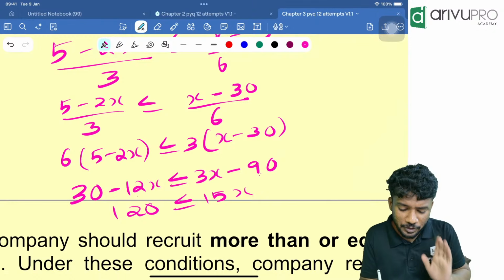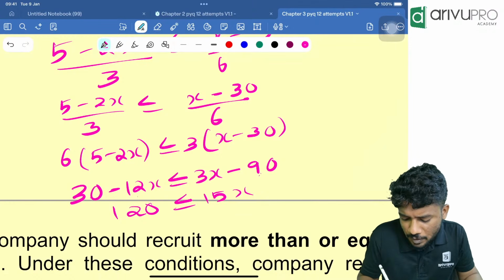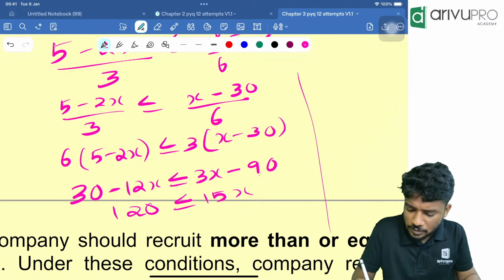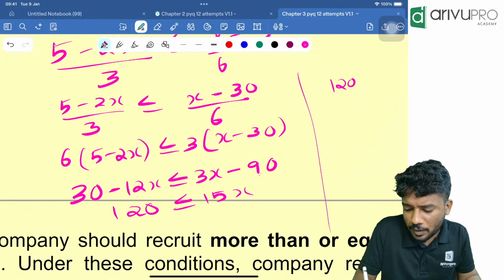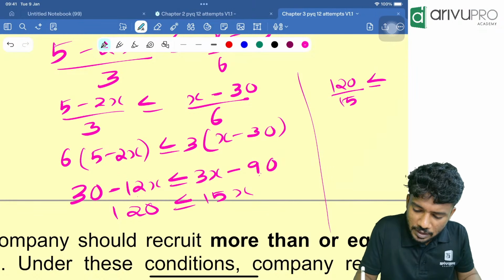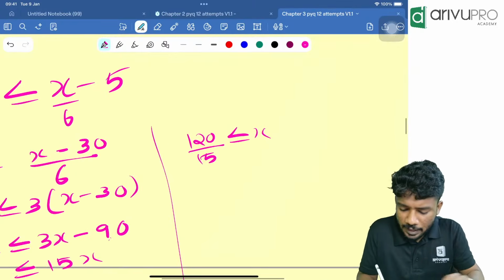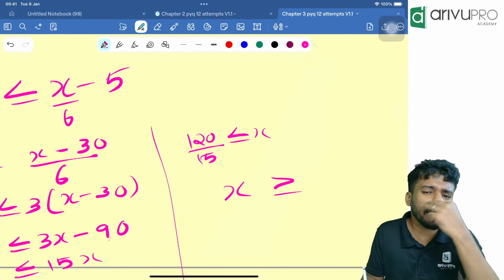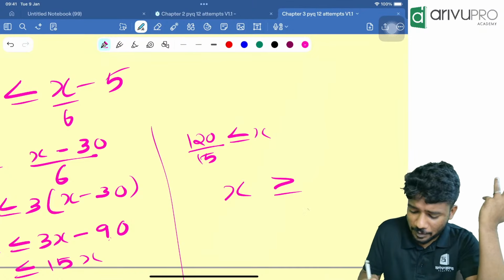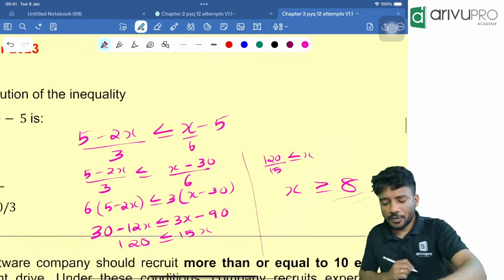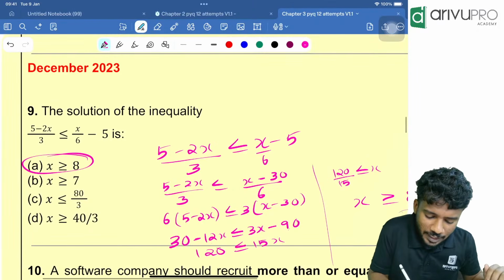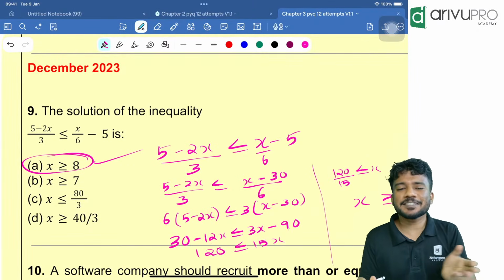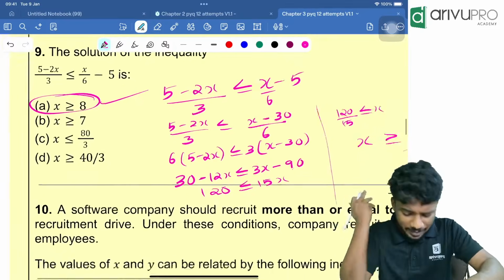Yes. Now people, you tell me, taking x, that means 120 divided by 15 is less than or equal to x. So I can always write it as x is greater than or equal to what? 120 divided by 15 is 8. So x is greater than or equal to 8. Option A. You don't need to write these many steps. I wrote it for better clarity for you.